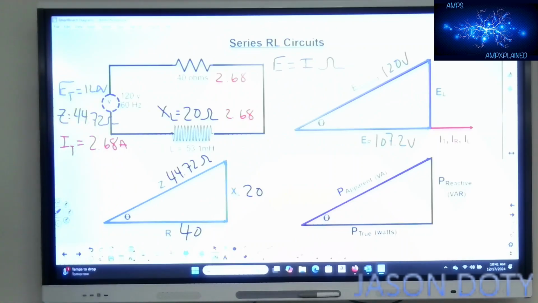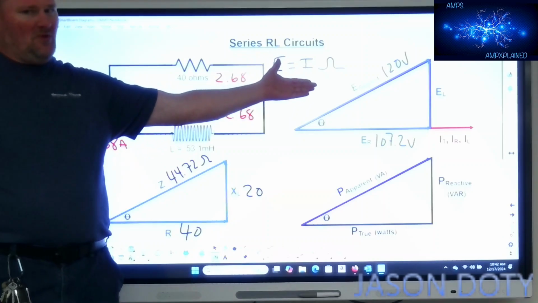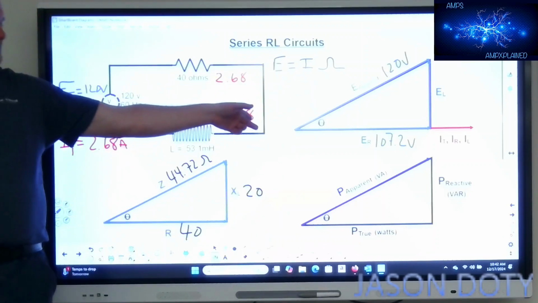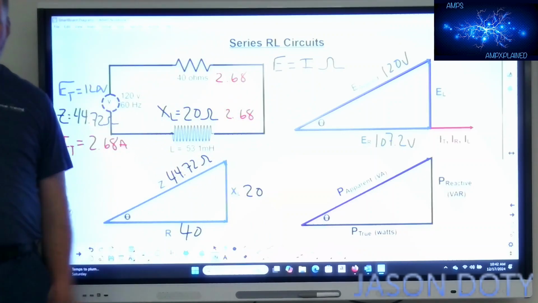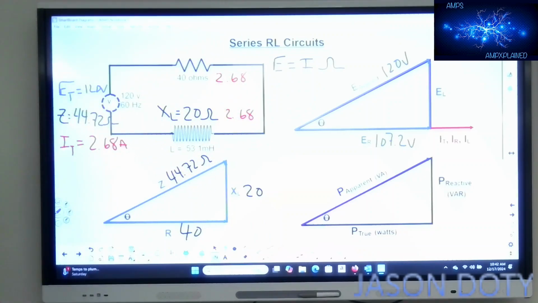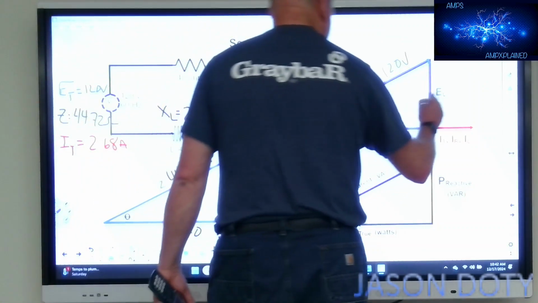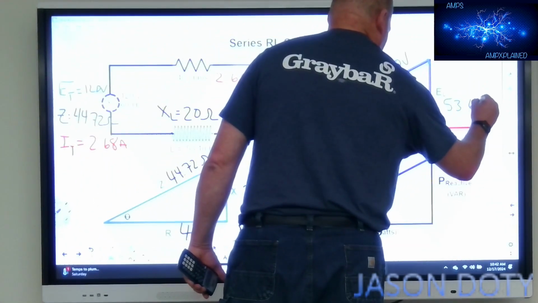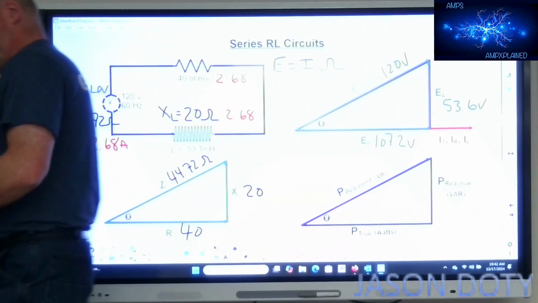So we just subtract 120. We subtract 107.2 from 120? Of course not. We're 90 degrees out of phase, and it would violate Ohm's law. So we're going to take 2.68 amps. We know is going to be applied to our inductor here because of the laws of series circuits. And we're going to multiply it by our inductive reactance, 20. And we see that we're going to drop 53.6 volts on our inductor.